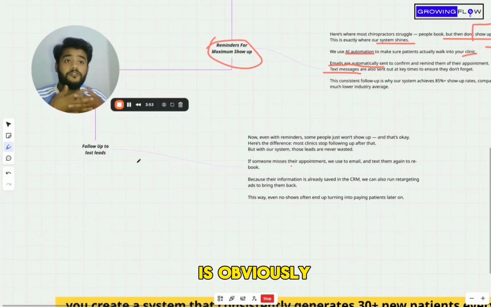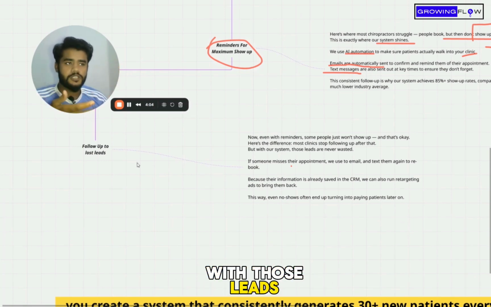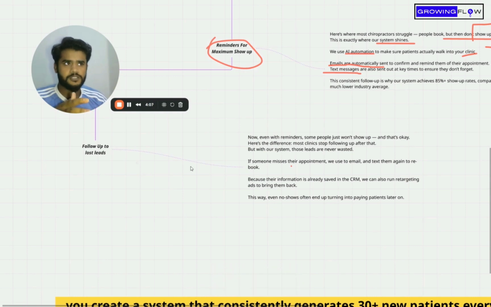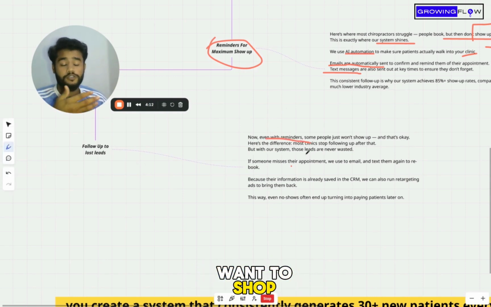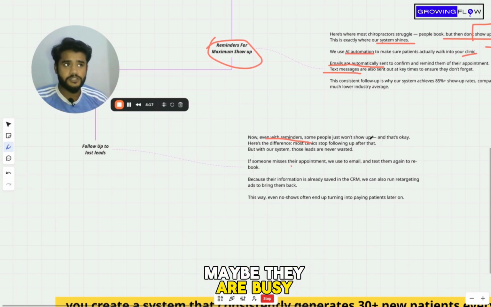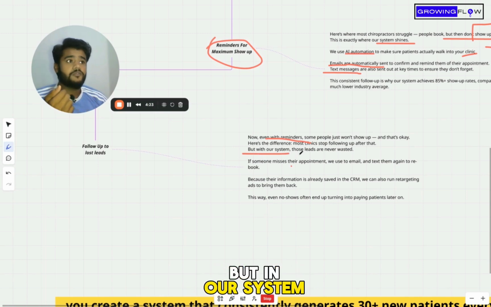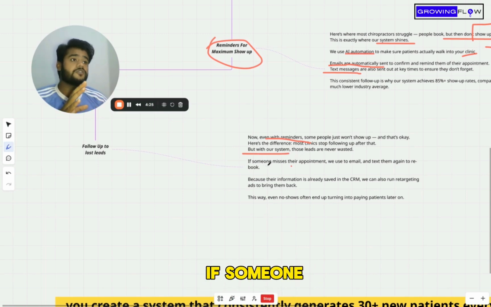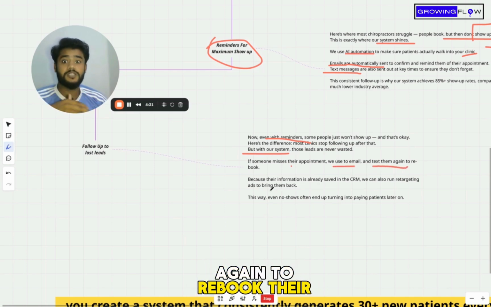The next step: obviously some leads can't show up after all this information, like that 15% who can't show up to our clinic. What can we do with those leads? This is not a wastage of our leads. We use reminders, and people who don't show up to our clinic, that's okay. This is normal. Some people can't show up, maybe they are busy. Here is the difference: most clinics stop following up after that. But in our system, those leads are never wasted. If someone missed their appointment, we email and text them again to rebook their appointment.